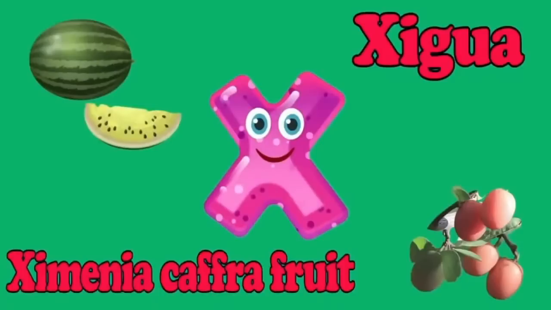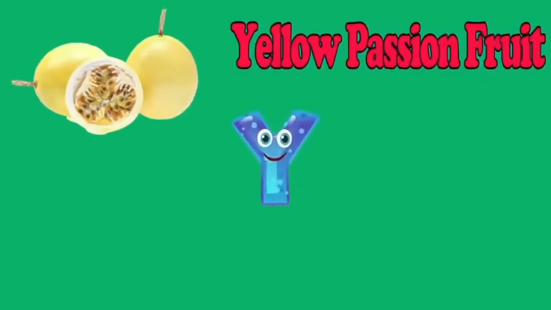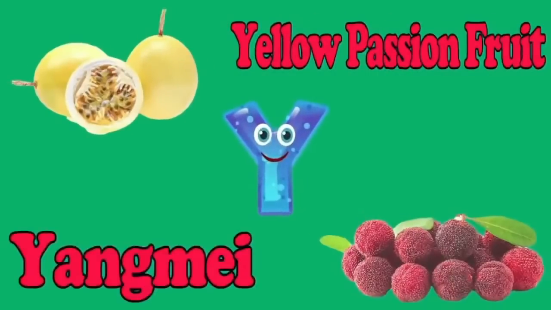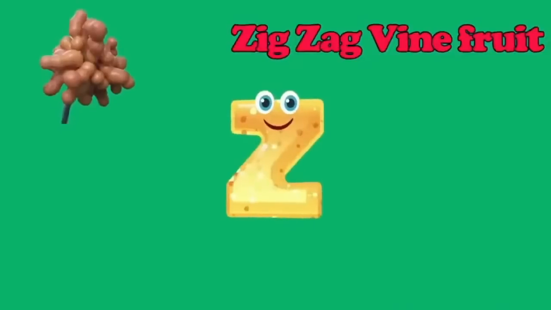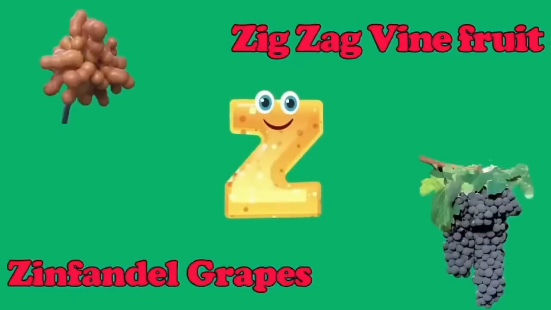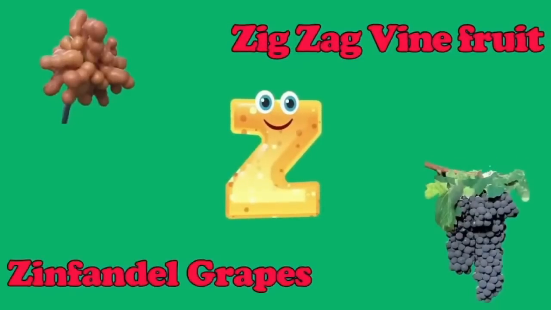X is for xanthium kaffir fruit, kaffir fruit. Y is for yellow passion fruit, yellow passion fruit. Y is for yamin, yamin. Z is for zigzag vine fruit. Zigzag vine fruit. Z is for Zinfandel grapes. Zinfandel grape.